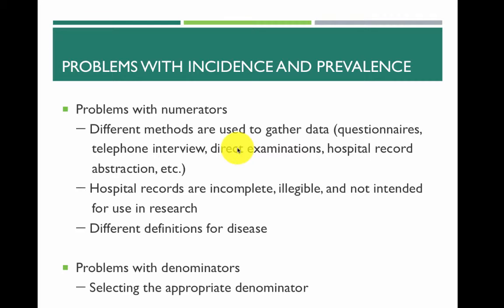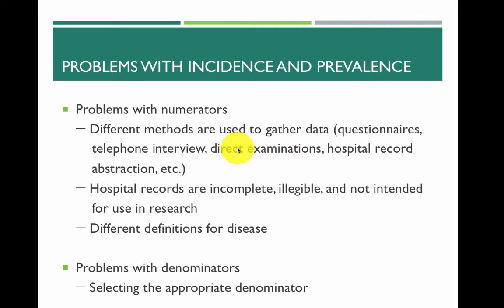So there are always problems when we're reporting incidence and prevalence rates, things you should be thinking about in the back of your mind. They're not easy to calculate all the time. So we can have problems with both the numerators and the denominators in our rates. So on the numerator side, things that might explain differences across different areas. So why are those prevalence rates different in different states?